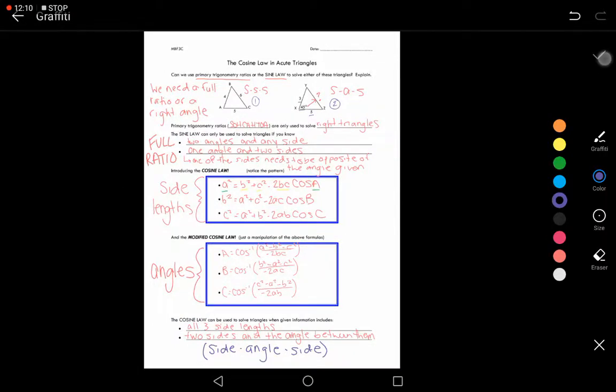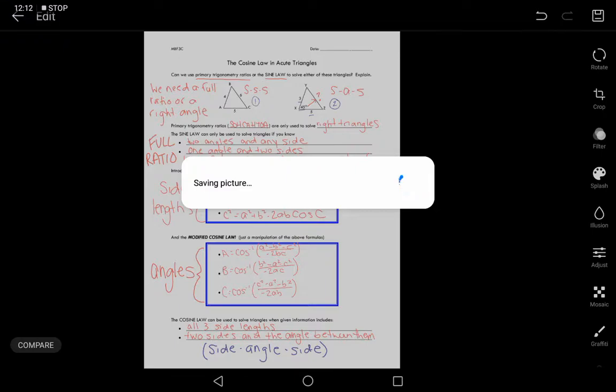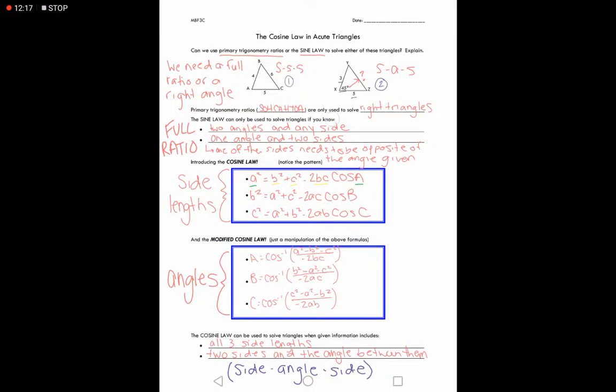Okay, so let's jump into some examples here now that we have completed the note part of it.